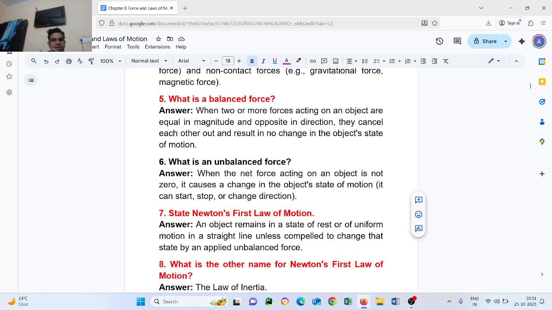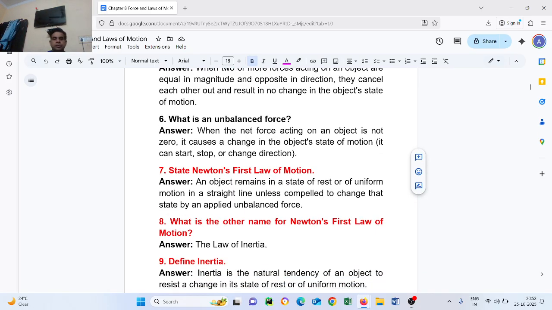Question number 7. State Newton's first law of motion. An object remains in a state of rest or of uniform motion in a straight line unless compelled to change that state by an applied unbalanced force.